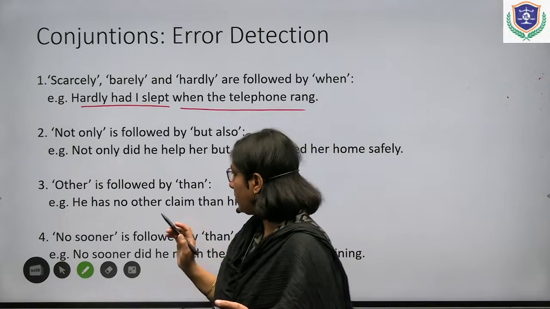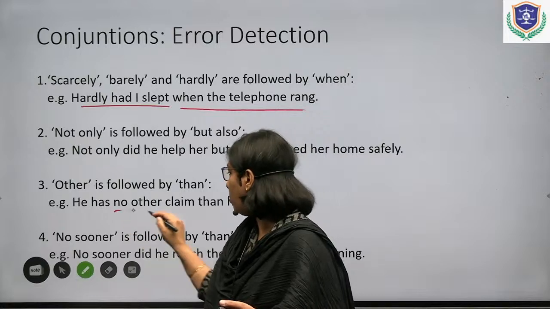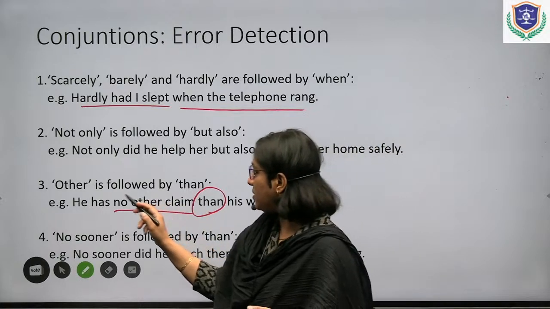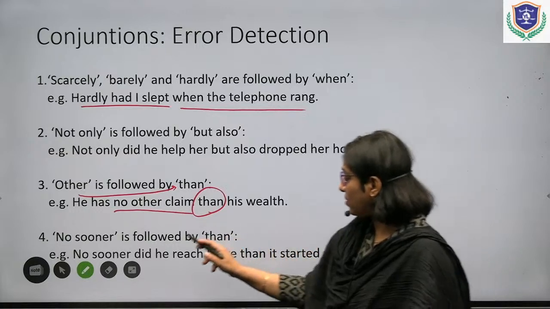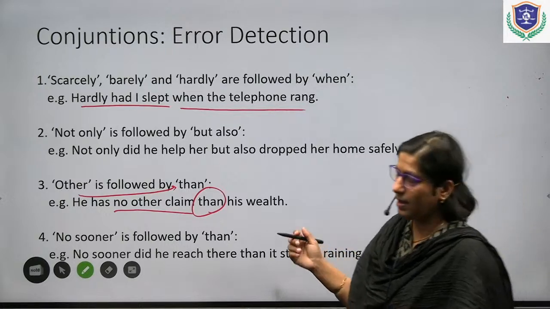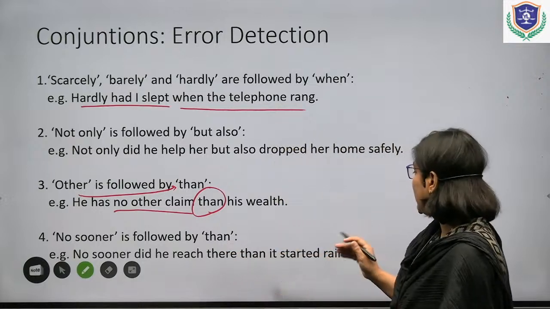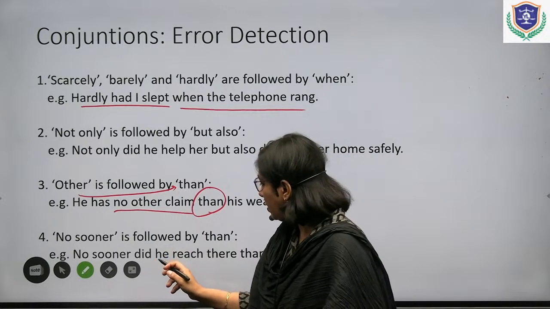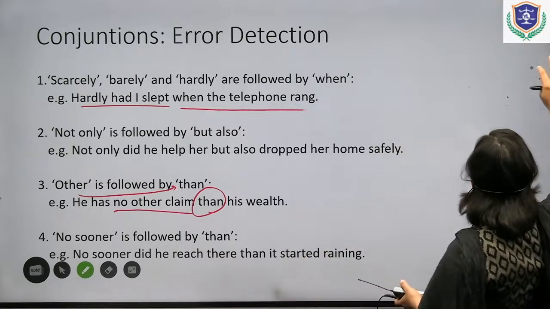"Not only", of course, we know is followed by "but also". "Other" is followed by "than". "He has no other claim than his wealth." So you have to be very particular that "other" will always be followed by "than". "No sooner" is also followed by "than". "No sooner did he reach there than it started raining." "No sooner did the teacher see than the students stopped talking."